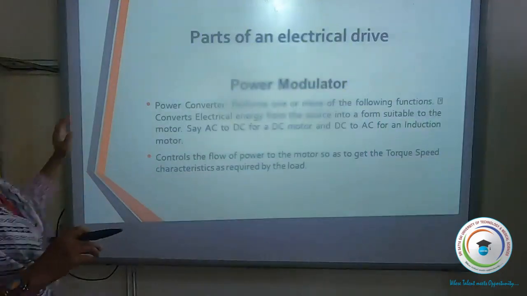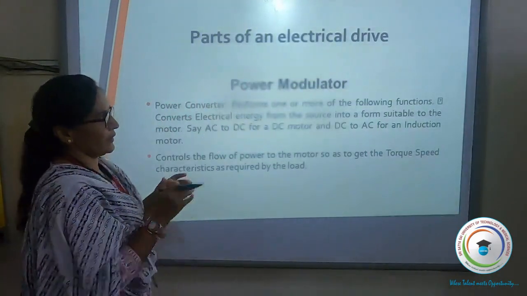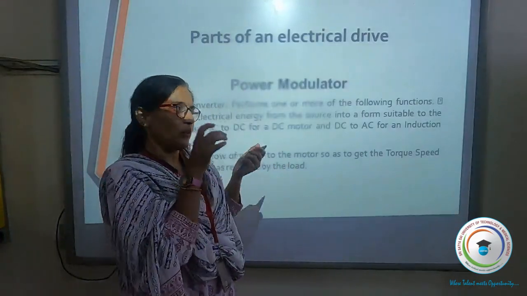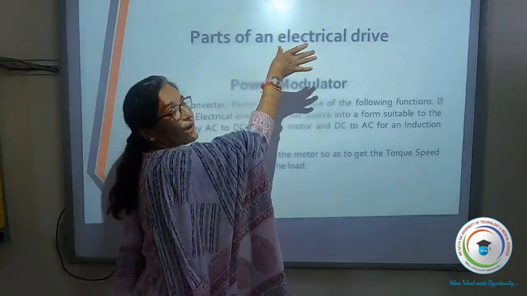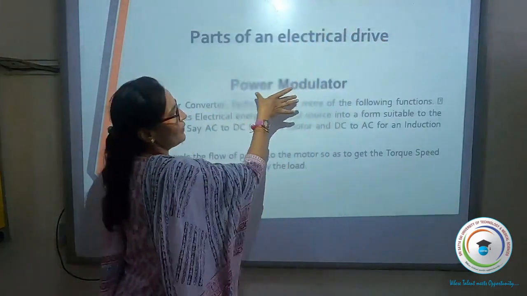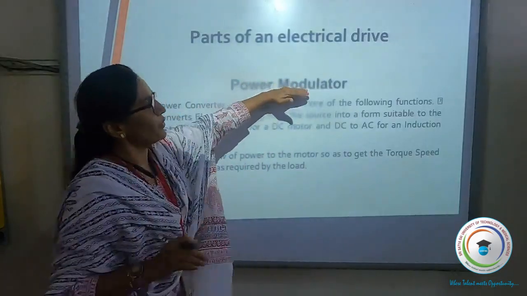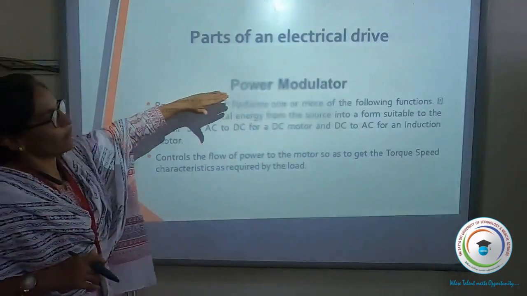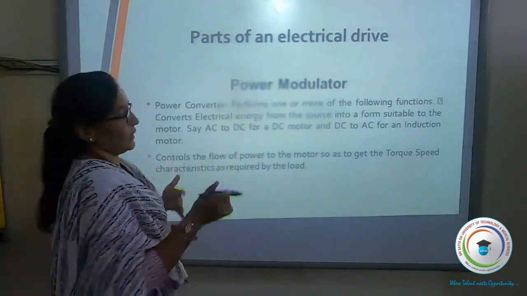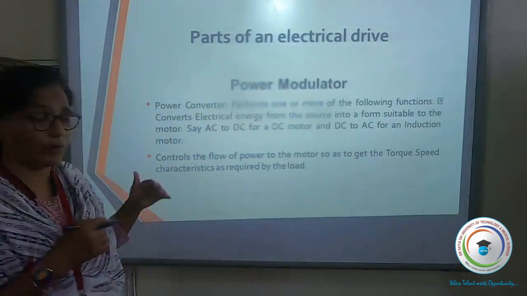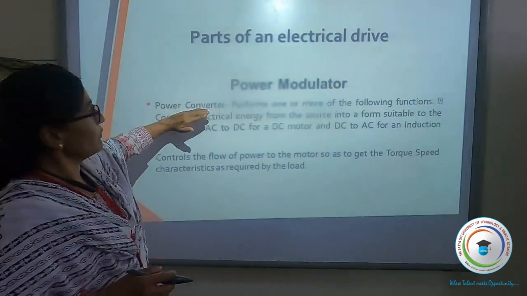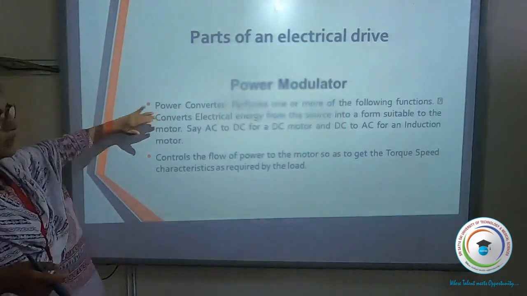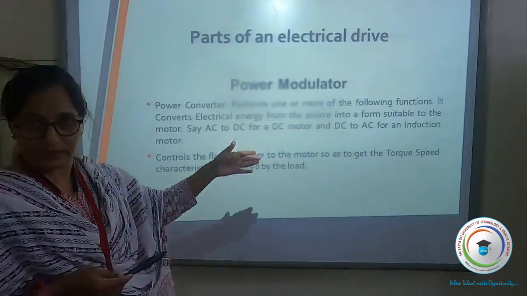Then coming to the next part, the power modulator. For any subject, just go through the main words, like electrical drive. Again, bifurcate power modulator: something which is modulating, something which is converting. So, a power modulator is nothing but a power converter. What is the working of a power modulator? A power modulator will perform one or more of the following functions. It converts electrical energy from the source.